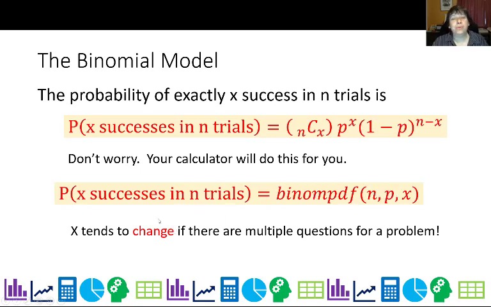Now, as you go through questions, the X tends to change. So I might say, oh, what's the probability of 2 successes? That's your X. What's the probability of 5 successes? That's your X. But your N and your P are the same.